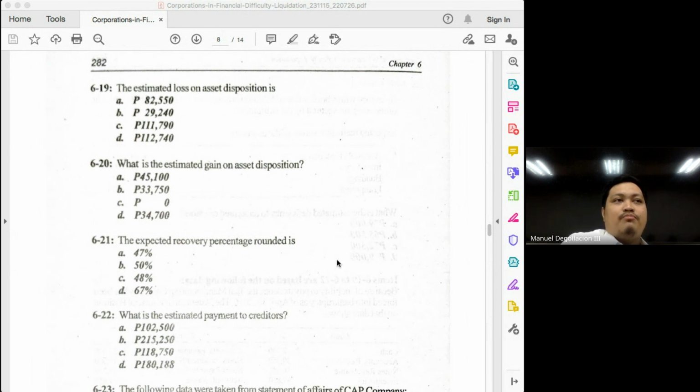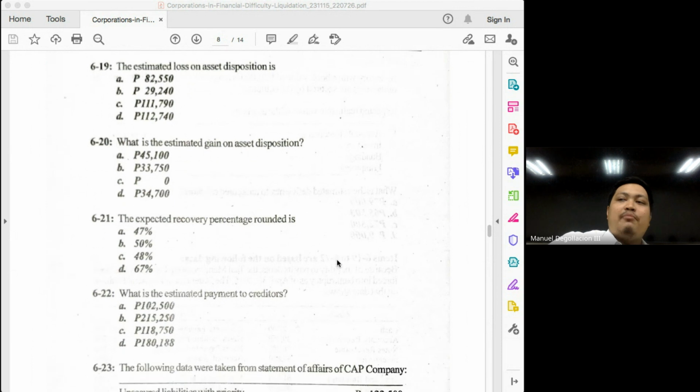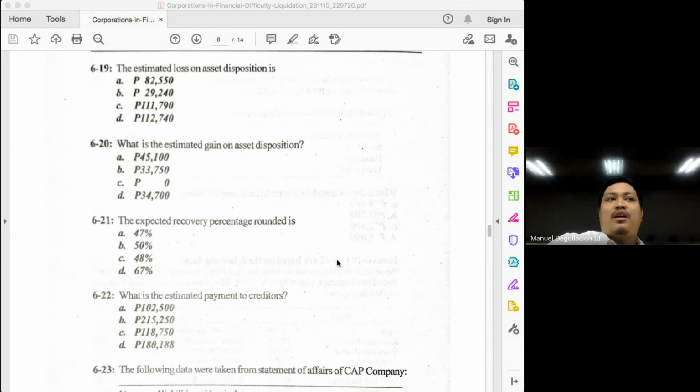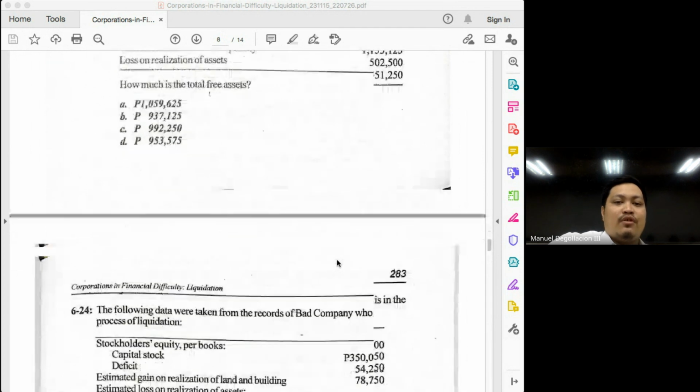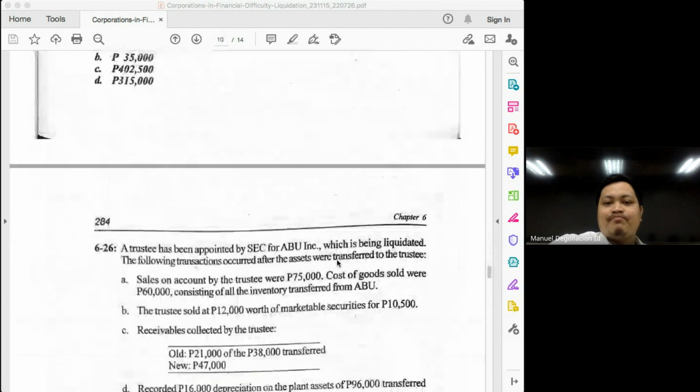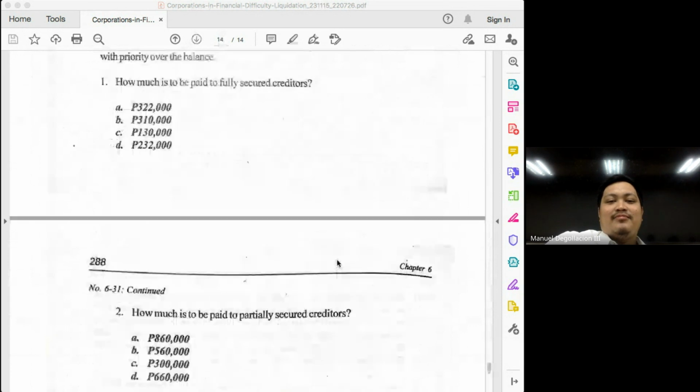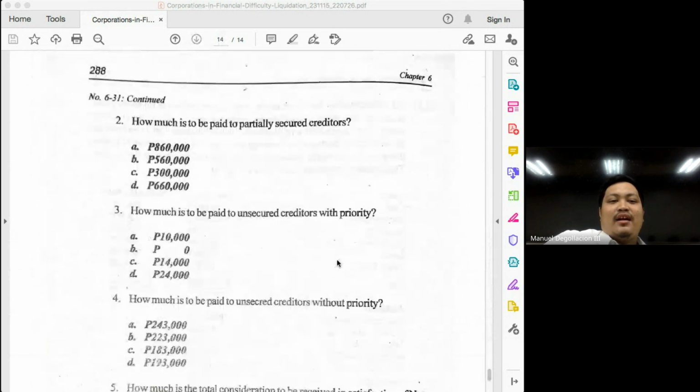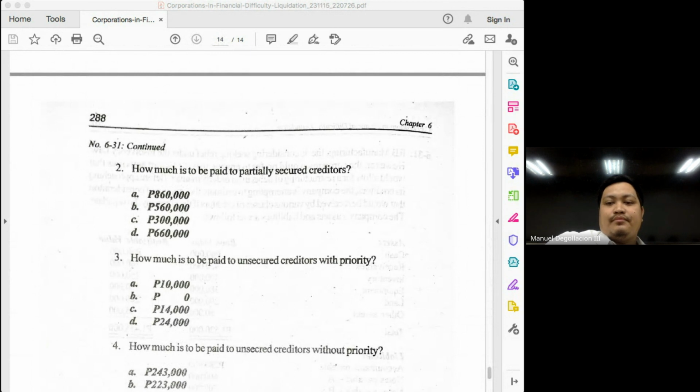So what I'm trying to point out, class, is that be careful if the recovery rate is rounded off. Because if the recovery rate is rounded off, the total payments to creditors may not be simply the total value of your assets. Why did it work in problem 29? Because our recovery rate was not rounded off. So just be careful for those kind of situations. Let's end here.